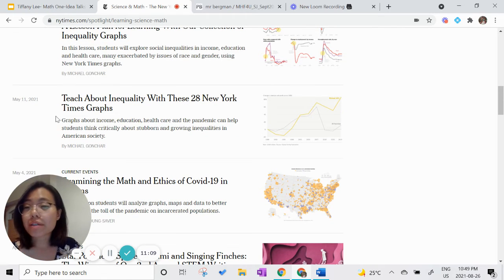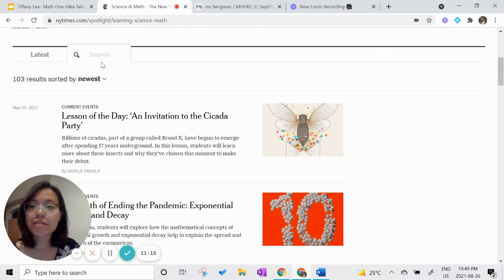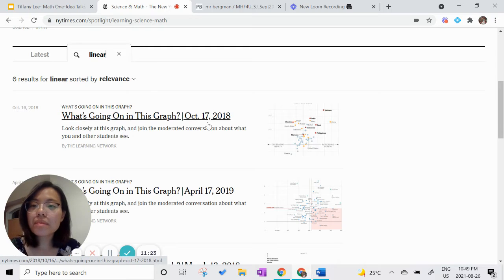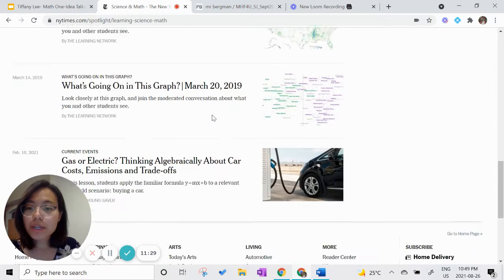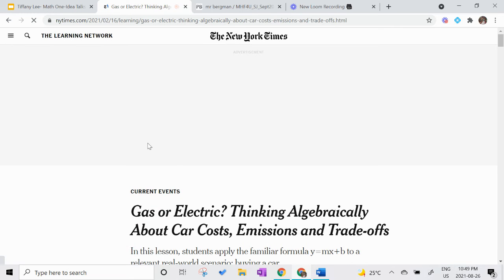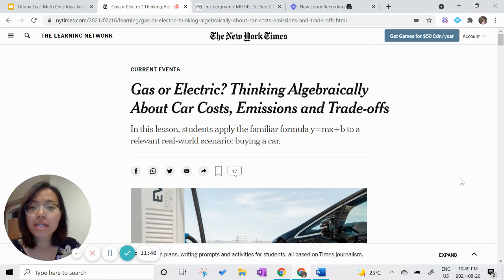So let's say if you want to look for another topic though, say you're teaching students linear relations. So you can go up here. So there's latest, and then there's a search bar here. Let's say linear. And then you have a bunch of graphs here. And a good one, so the good thing too is some of them already have lesson plans ready for you to use. So let's take a look at this one. Gas or electric? Thinking algebraically about car costs, emissions, and trade-offs. So it talks about the y equals mx plus b.